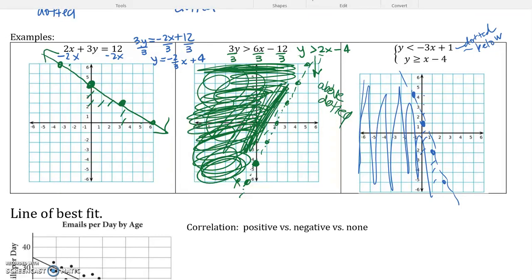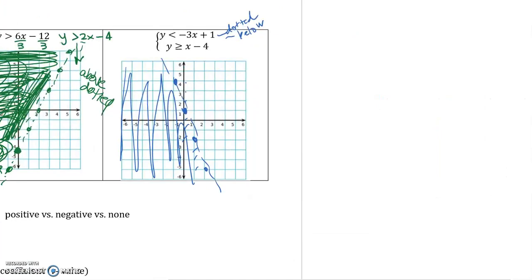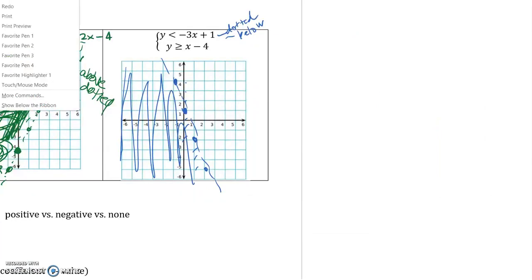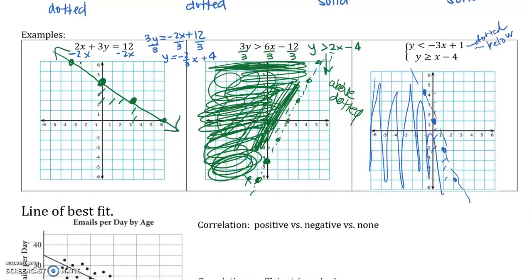Now let's do the other graph. It might be beneficial to you to use different colors. So I'll switch to red here. y is greater than or equal to x minus 4. So I know that I'm a solid line. I also know that I am greater than, so I'm going to go above.